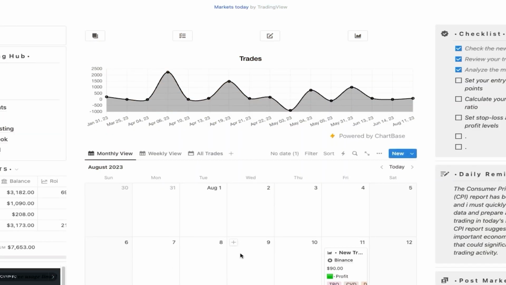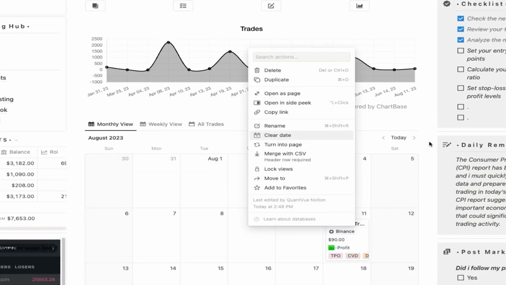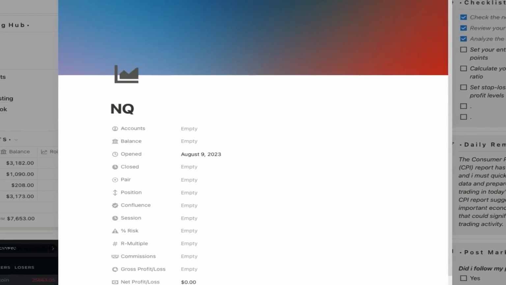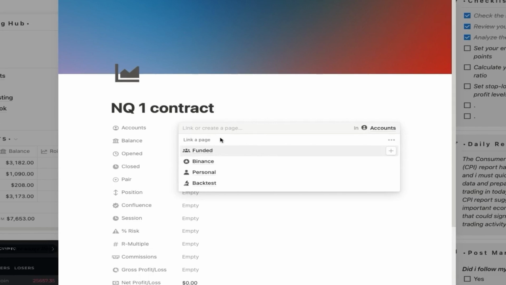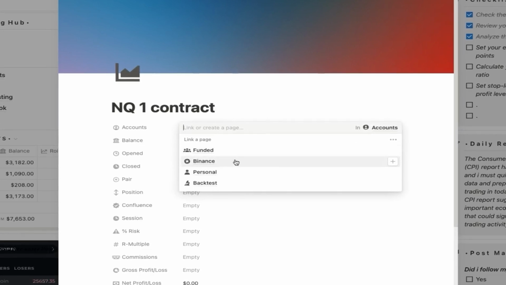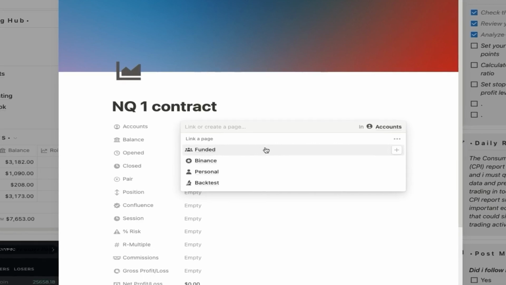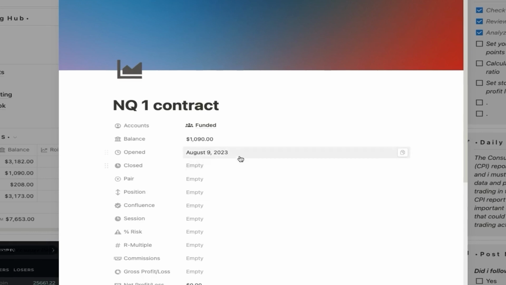So let's say you took 3 trades today. What you would do to mark those down here on the calendar, you can do it right from this homepage. Click this little plus sign. For example, let's say you took NQ, 1 contract. What's really cool is it will preload all of the trading journal tabs right here on each trade dashboard. So you can pick which account it came from, whether it was from your funded account, the time and day the trade was open and closed.